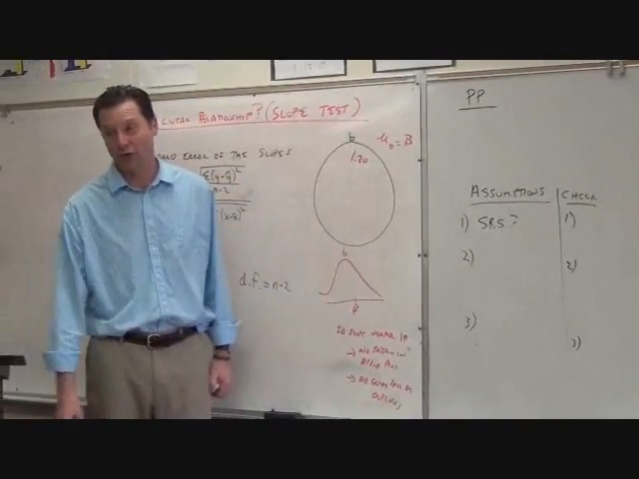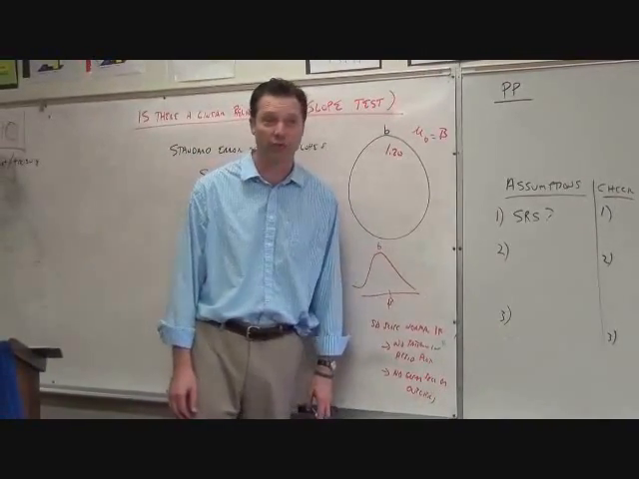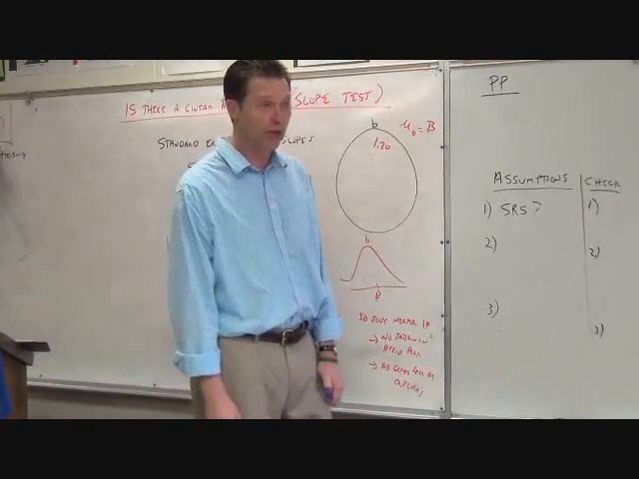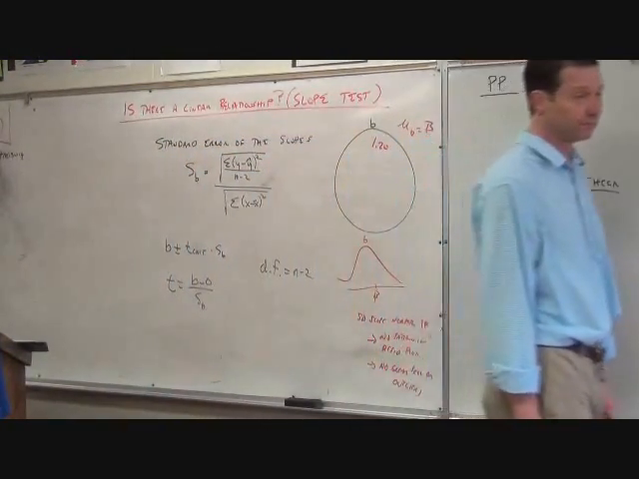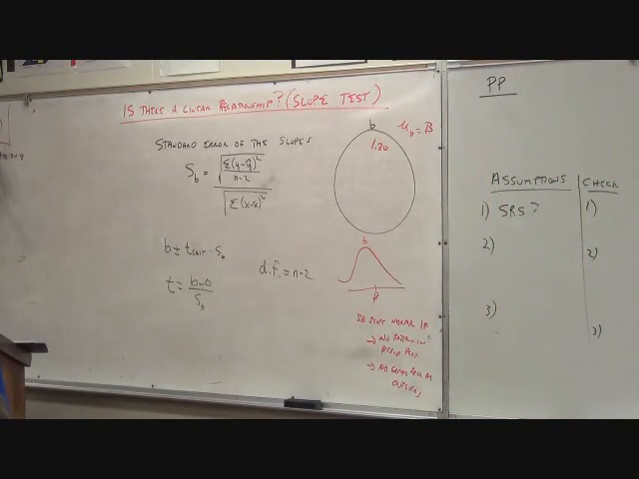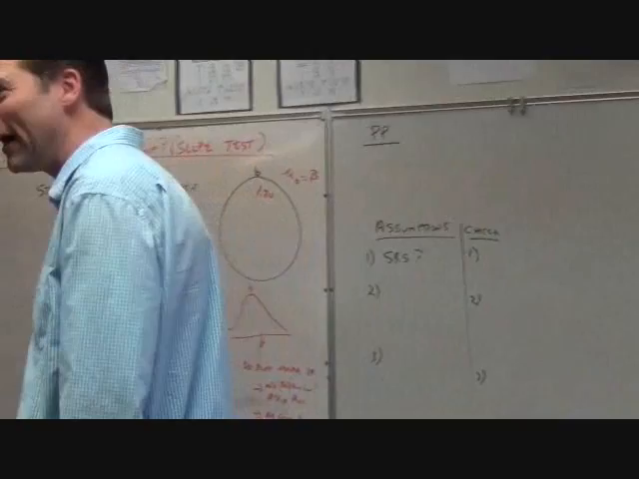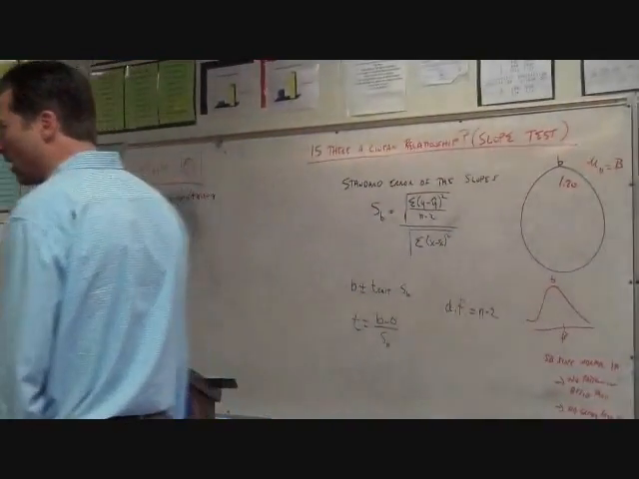Go to the first page of your formula sheets and look at the very last formula on that page. That first page has all the formulas on it. Look at the very last one. There you go. That's the formula that tells us how spread out all those sample slopes are.